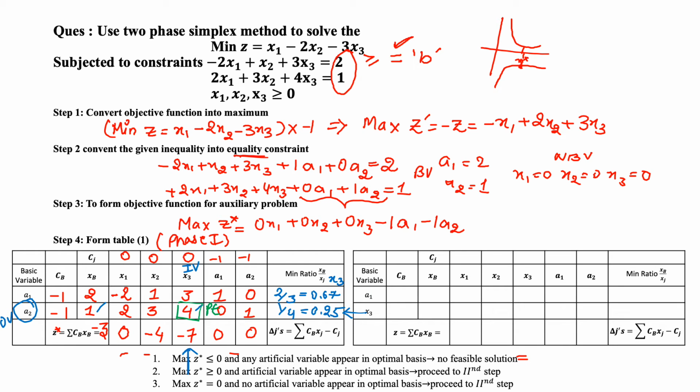Okay, in the new simplex table, my basic variable A2 is replaced with the incoming variable, that is x3. Then what are the coefficients? The coefficients will remain the same: 0, 0, 0, -1, -1. The A1 coefficient in the objective function is -1. The x3 coefficient is 0, so it will become 0.